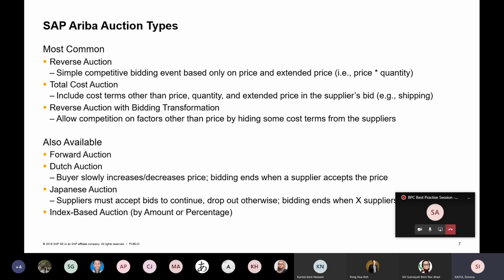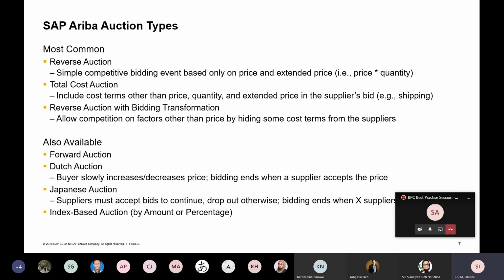So in Ariba, we have a couple of most commonly used auctions, and these are based on our experience from the BPC with our customers. What we have been seeing for the time that we've been here, what are our customers mostly using? Mostly used auctions are what we call the reverse auctions. So we will see that in Ariba you have these different templates, but the reverse auction corresponds to an auction where prices will go down.